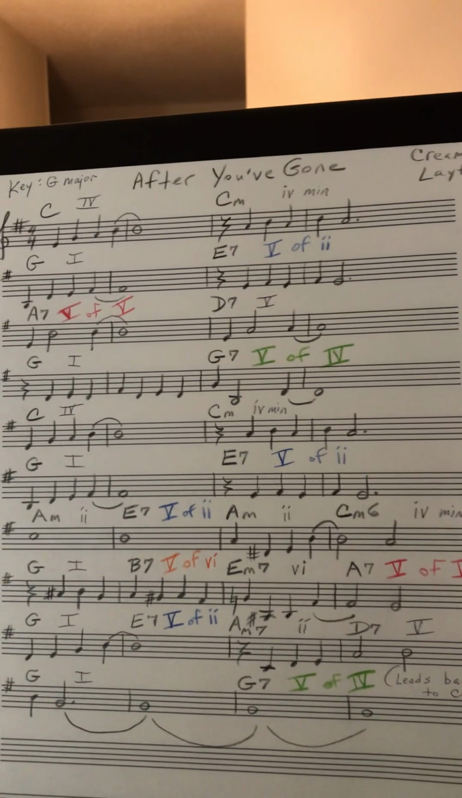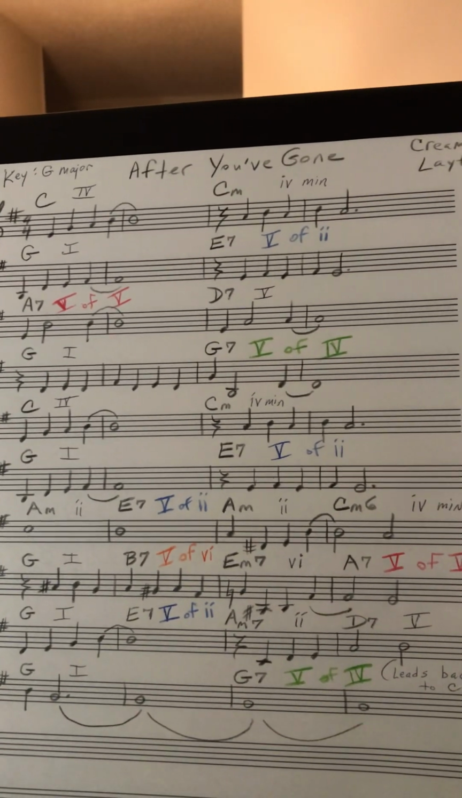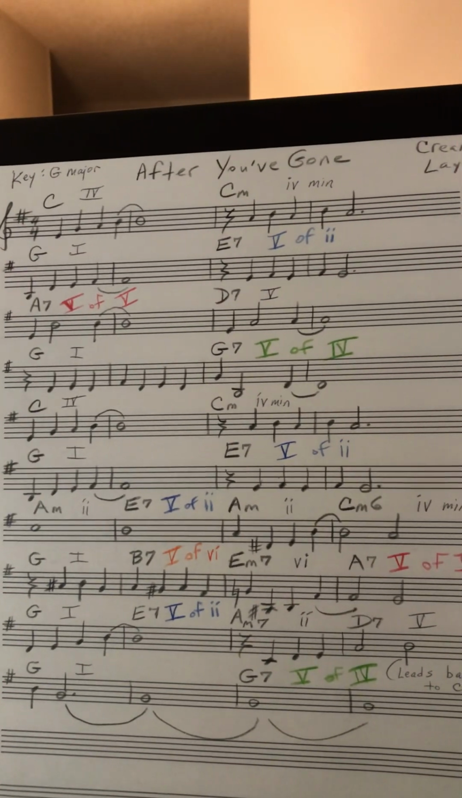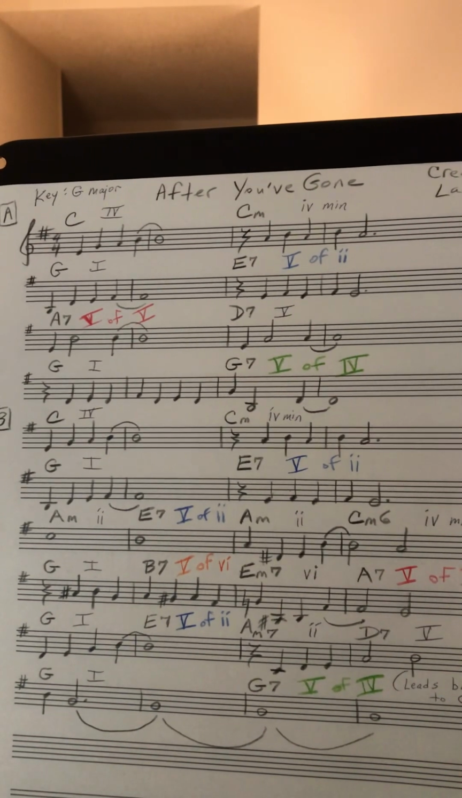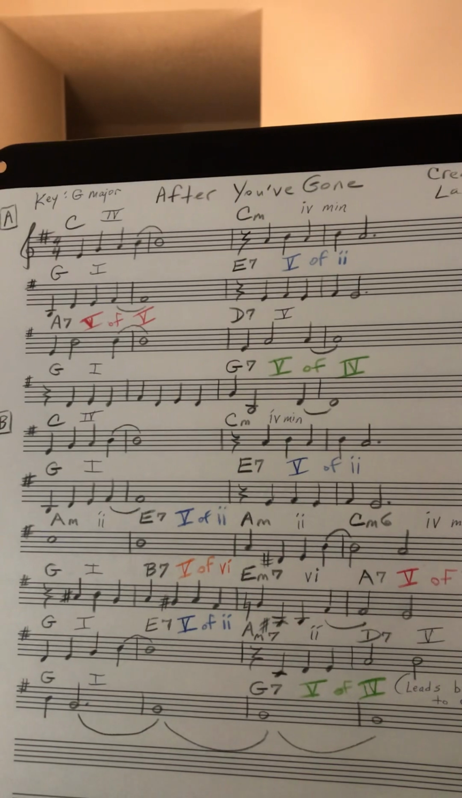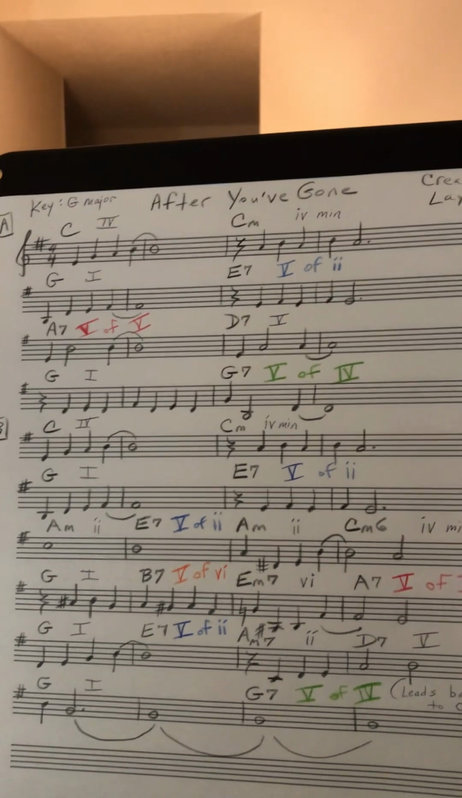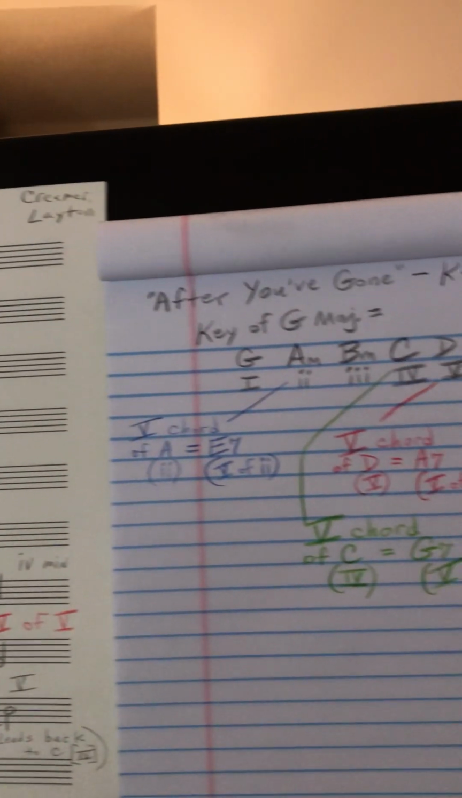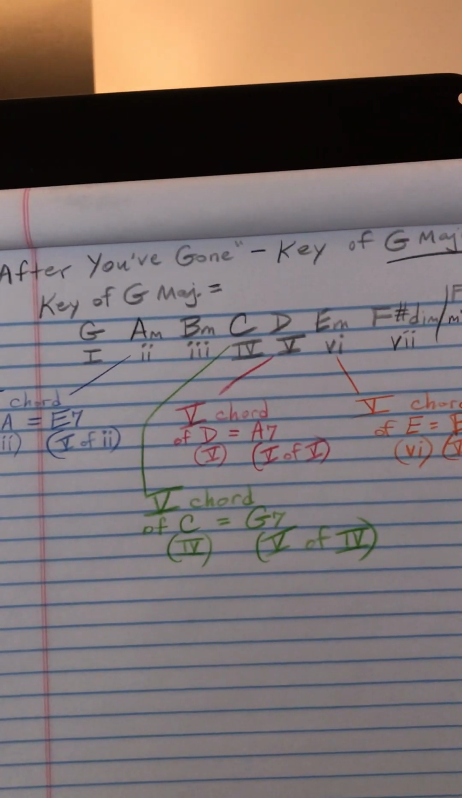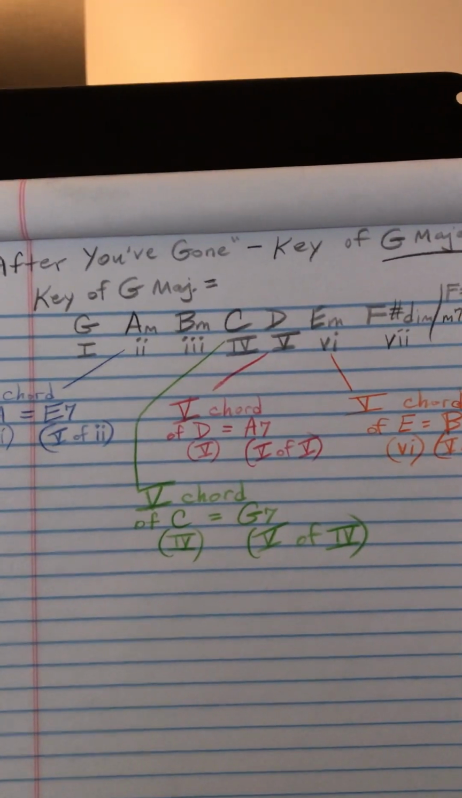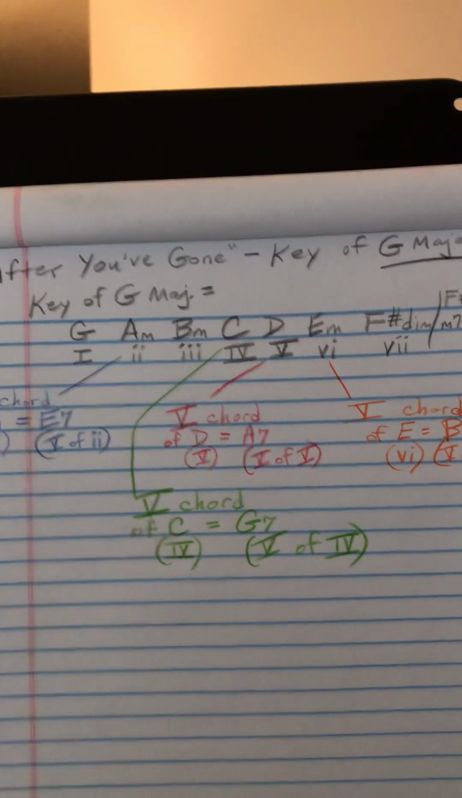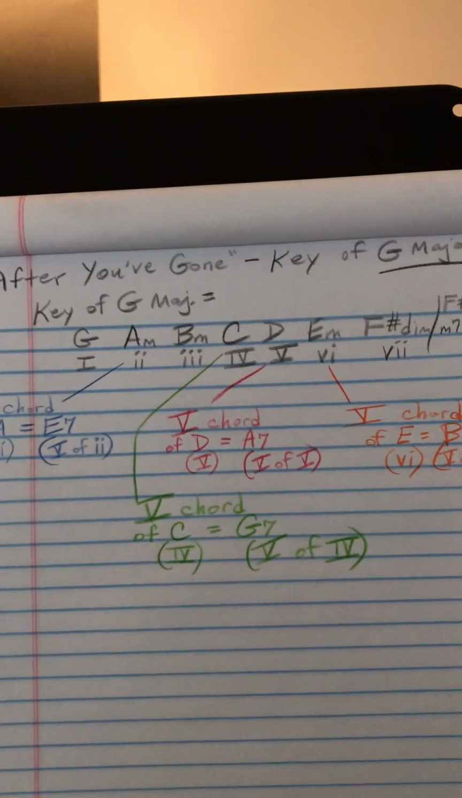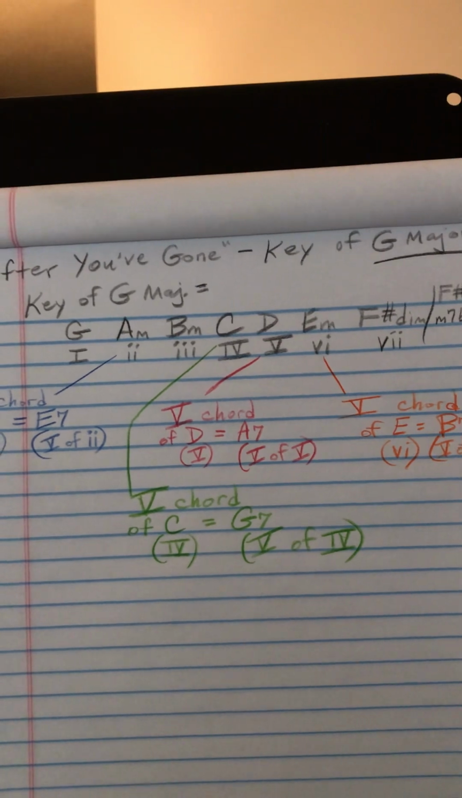Second chord there in the second line is E7. It's 5 of 2. Going to the third line, A7 is the 5 of 5. A7 is the 5 chord of D, and again, D is the 5 chord in our home key. So therefore the A7 in red there, a little red line coming down from the D, A7 is referred to as the 5 of 5.